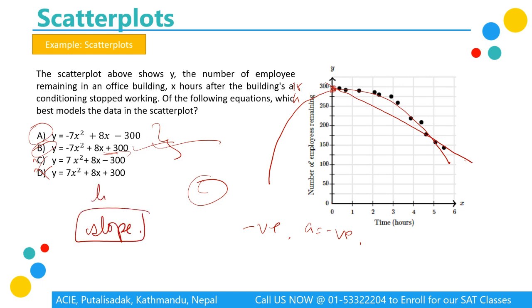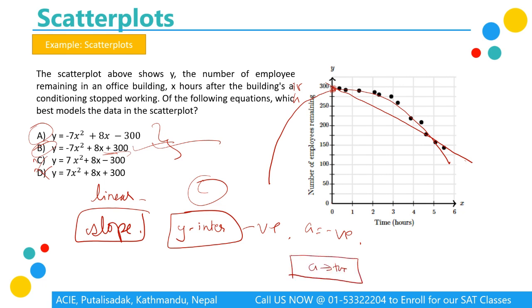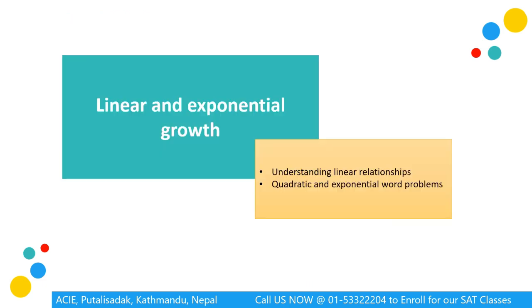If you're trying to do linear, then look at the slope and the y-intercept. If we're trying to do it in a parabola, then look at whether the value of A is positive or negative, and the value of C. This should be more than enough to help you answer any type of question related to this.